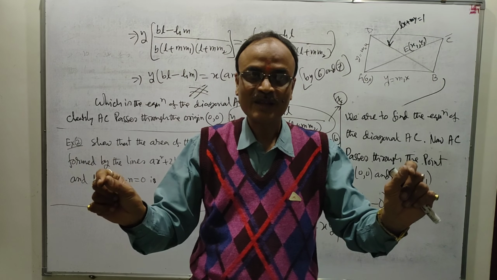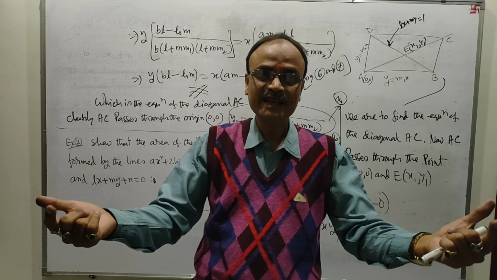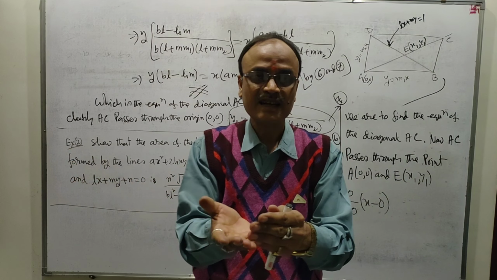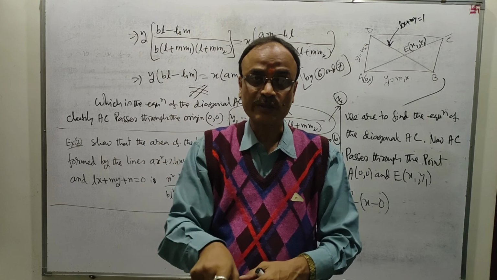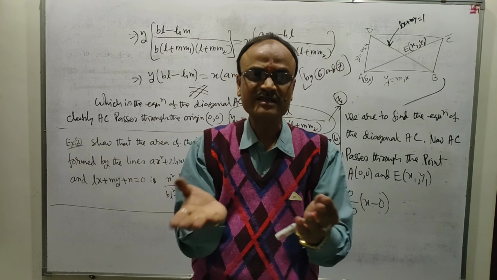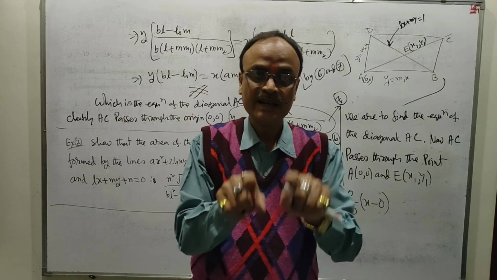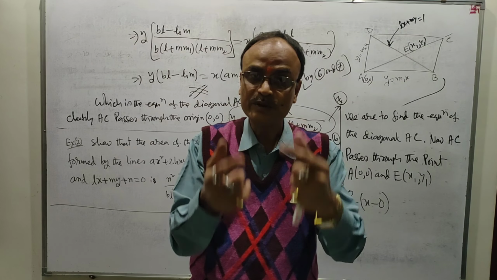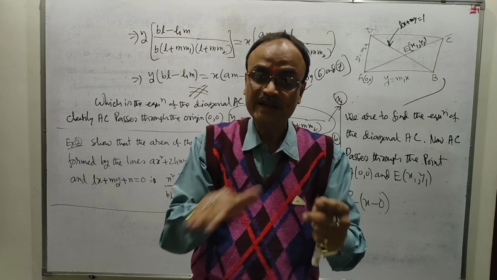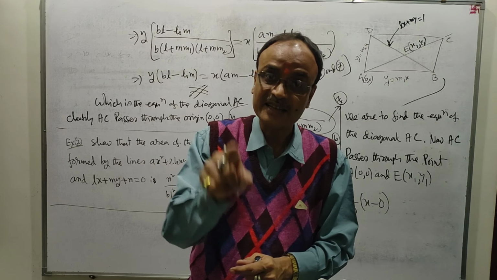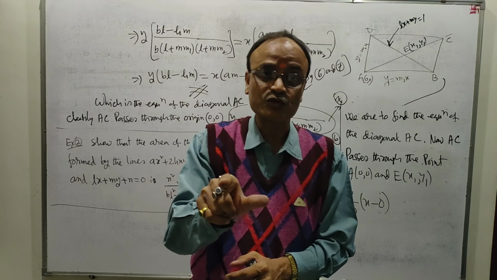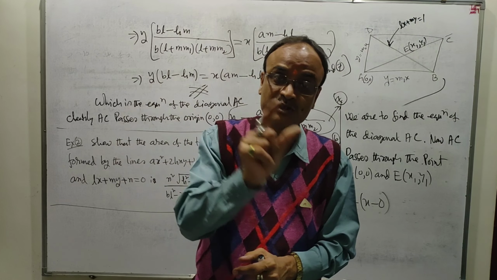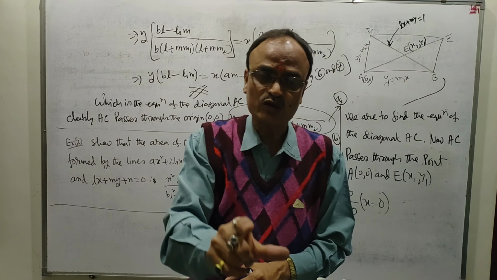If the coordinates of B and D are x1, y1 and x2, y2, then what is the coordinate of the middle point? x1 plus x2 divided by 2, y1 plus y2 divided by 2. Use this formula. You can find the coordinates of E, which is the middle point of BD as well as AC. This means that the diagonal AC passes through the point 0, 0, and it passes through the point E also.